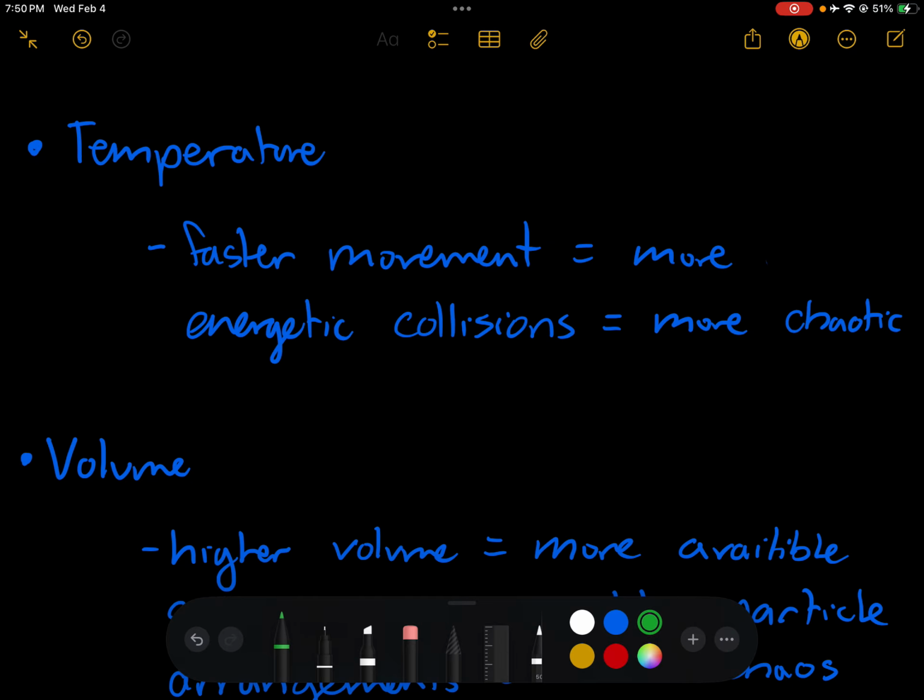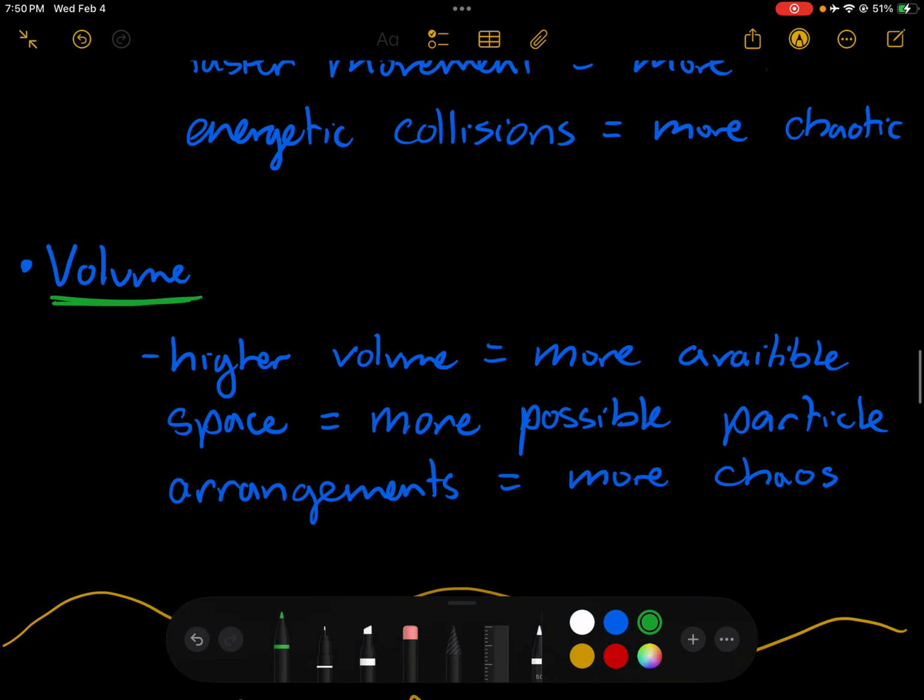Entropy increases with temperature. Faster moving molecules are more energetically colliding, therefore they are more likely to react, therefore they are more chaotic. Entropy increases with volume. If you have a higher volume, what you are doing is you are giving your molecules more space to be in, which means that there are more possible ways for those molecules to arrange themselves, which means you have more chaos or more possible disorder in your system.